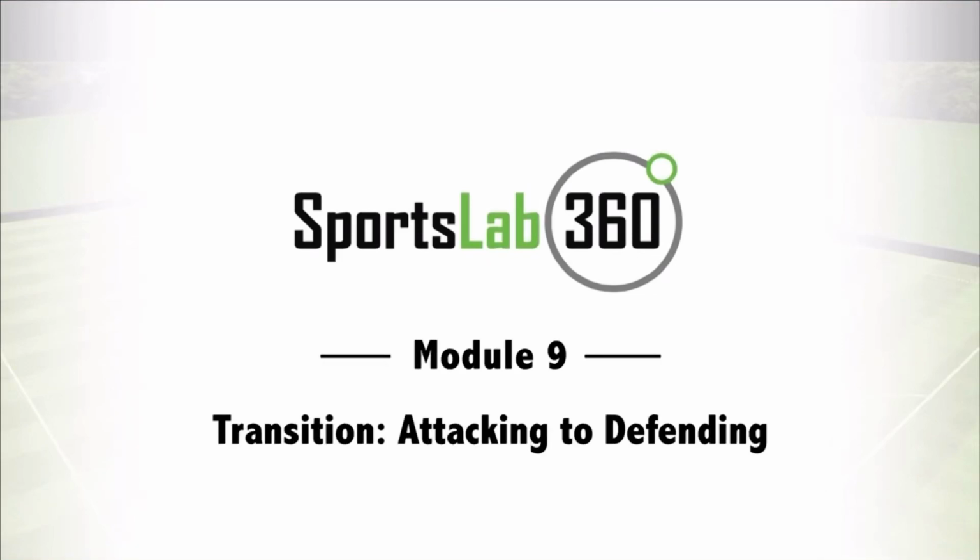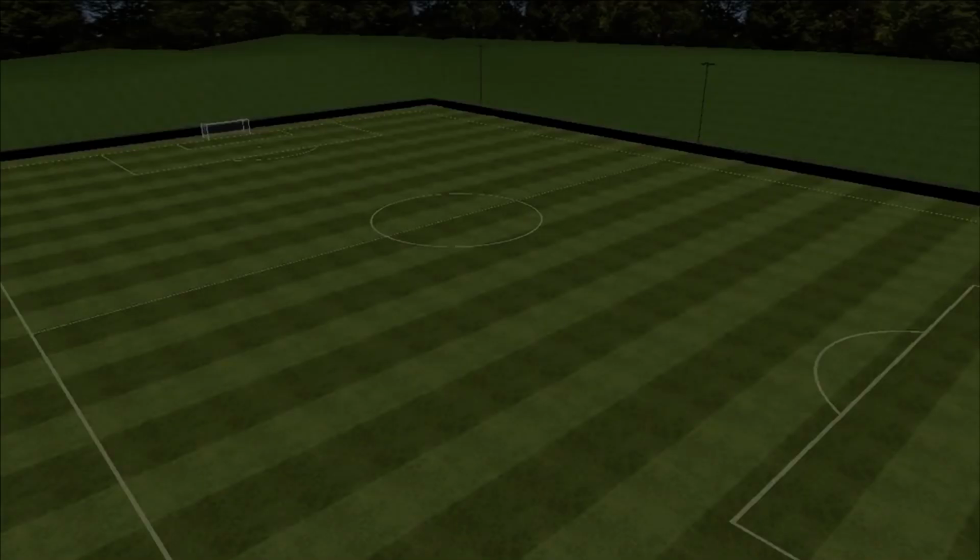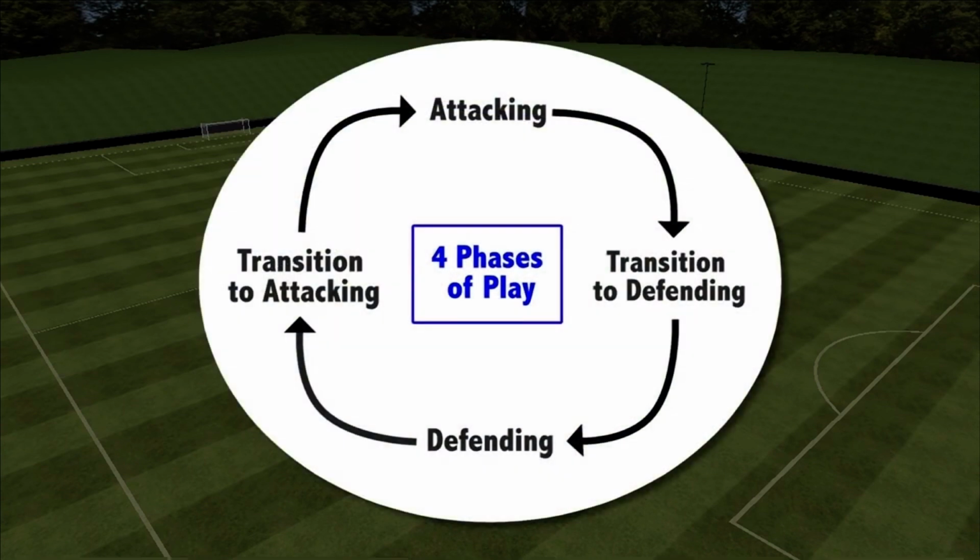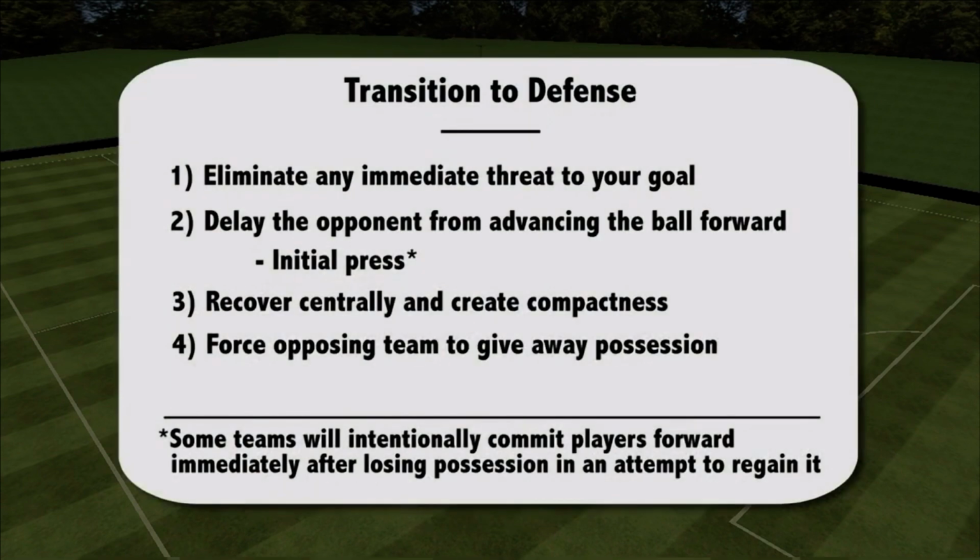Welcome to Module 9, Transition from Attacking to Defending. During a match, there are 4 phases of play, shown here. This module will focus on the transition from attacking to defending. In other words, it will teach you what to do the moments after your team loses possession. Here is a framework, listed in order, of how to react as your team transitions to the defensive phase.